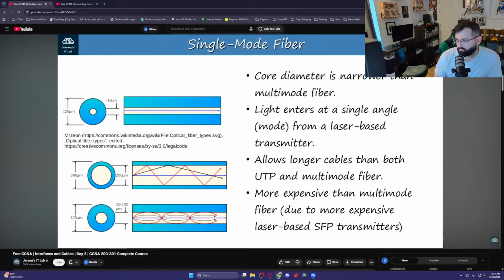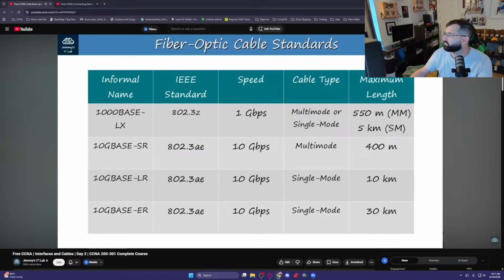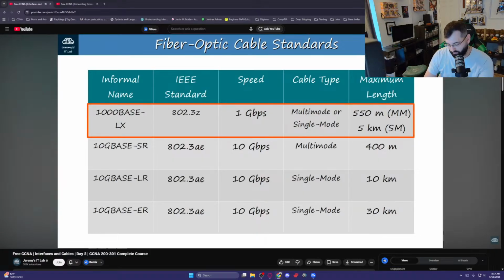Okay, now let's look at some standards for fiber optic cables like we did with UTP cables. Here's another chart like the one we looked at for copper UTP cable standards, this time for fiber optic cables. First up is a standard for 1 gigabit Ethernet over fiber, known as 1000BASE-LX. It is defined in the 802.3z standard. This standard can be used over single-mode or multi-mode fiber cables, and you can see the difference in the maximum cable lengths: 550 meters for multi-mode fiber, and 5 kilometers, or 5,000 meters, for single-mode fiber.